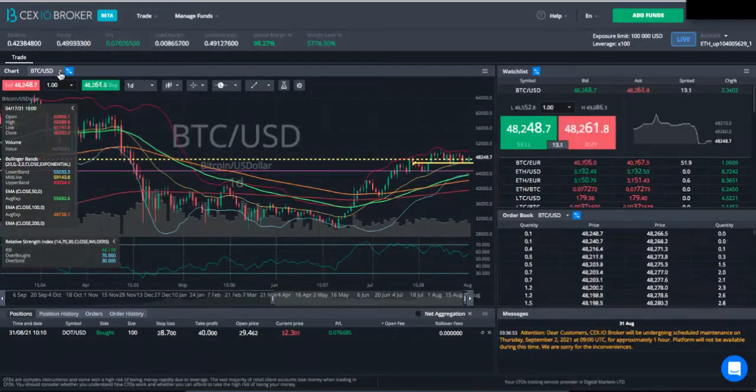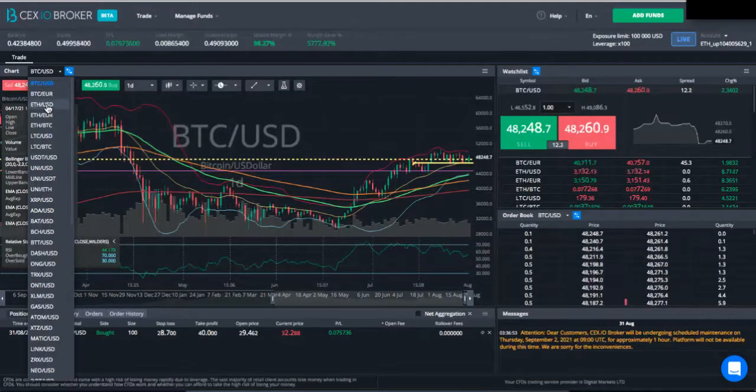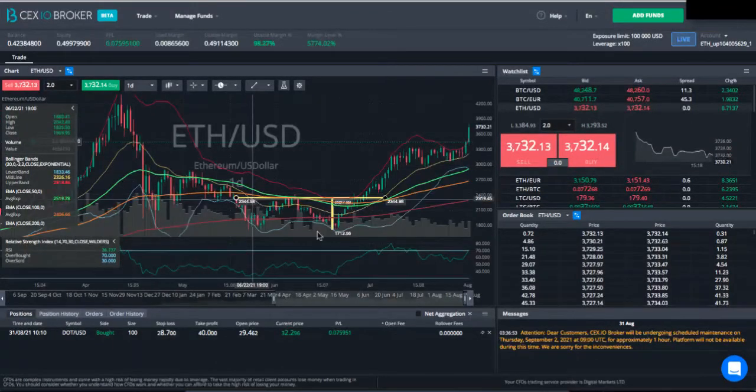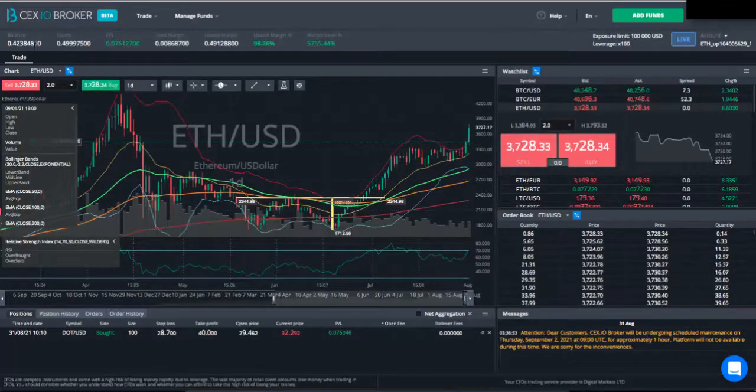So let me pull up, let's go right here to Ethereum USD, for example. And let's just say I want to take out a trade here, right? As you can see, my main balance is 0.42 Ethereum in this account. And let's just say I want to take out a leverage trade worth 2 Ethereum, okay?